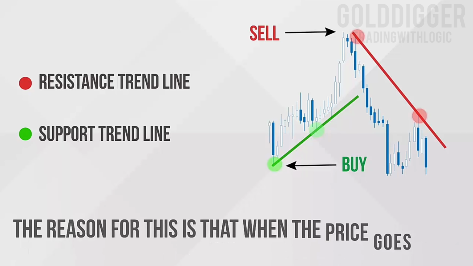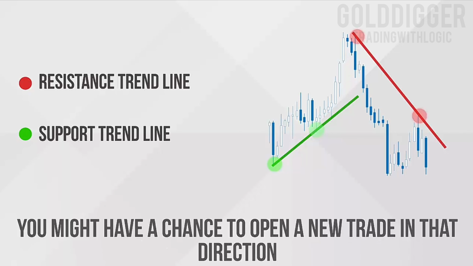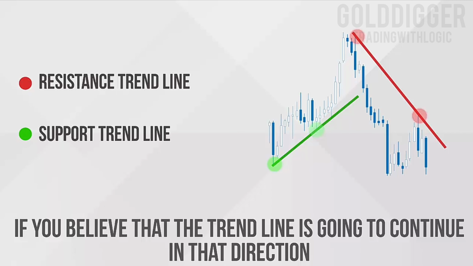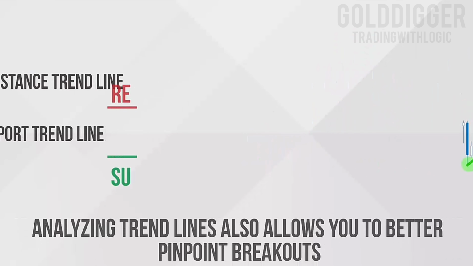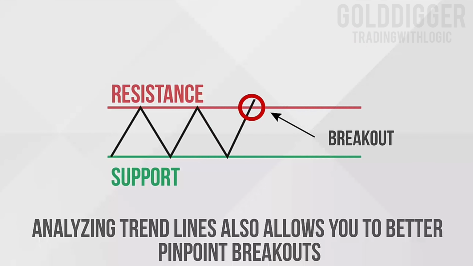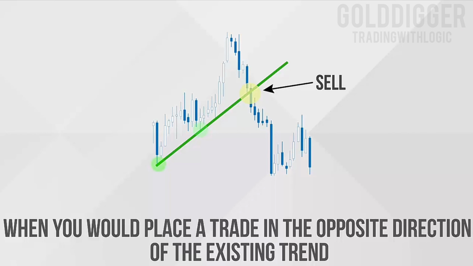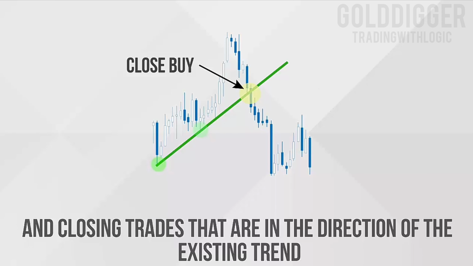The reason for this is that when the price goes back to a trend line, you might have a chance to open a new trade in that direction if you believe the trend line is going to continue in that direction. Analyzing trend lines also allows you to better pinpoint breakouts, when you should place a trade in the opposite direction of the existing trend and close trades that are in the direction of the existing trend.